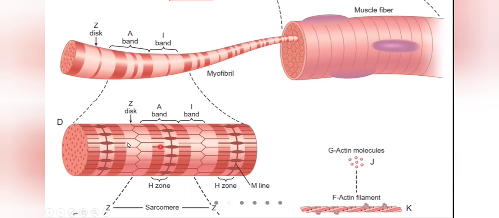Now you see there is a zigzag line, and in between these two zigzag lines you have a light region, a dark region, again a light region, again a dark region. So this is just the general structure of the skeletal muscle. Now we'll go a little bit into the detail of this.